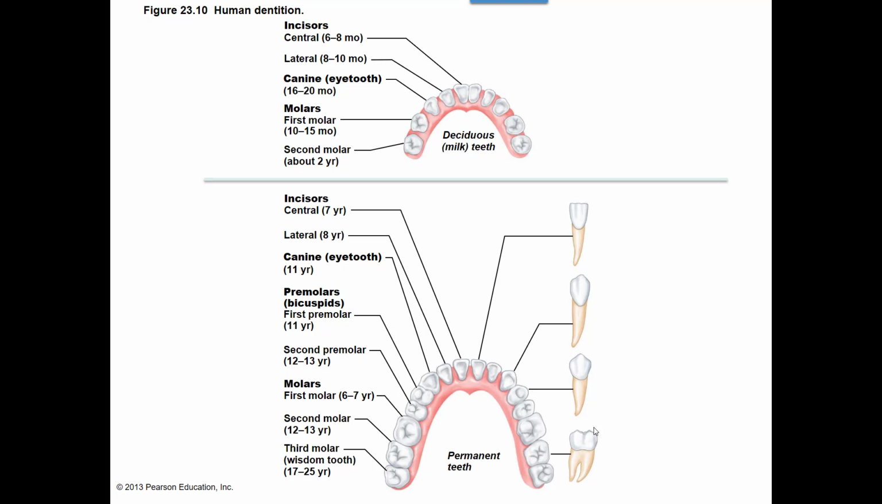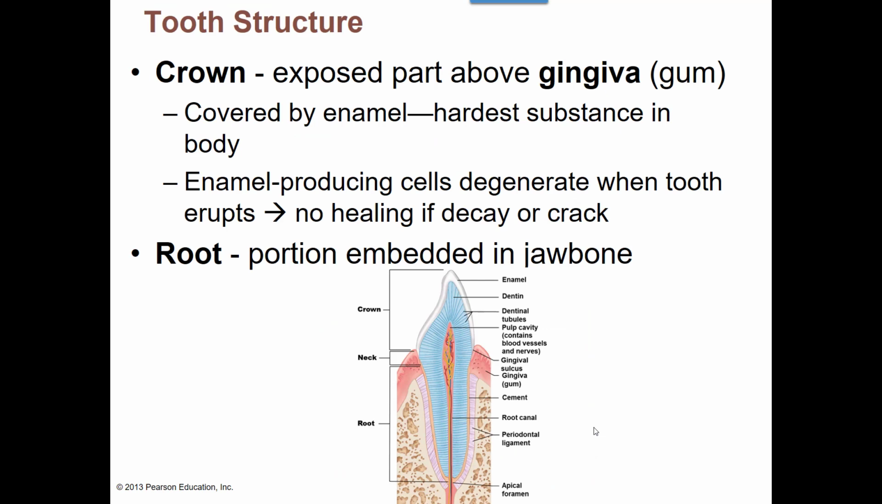Now, looking at the structure of a tooth, the part of the tooth that you can visibly see and brush, hopefully twice a day, is above the gum line. Your gums are officially called gingiva. This is why if you have inflammation of your gums, it's gingivitis. The crown, the part that you can see above the gum line, is covered by enamel. That's that white substance on the outside. Your enamel is the hardest substance in the body.